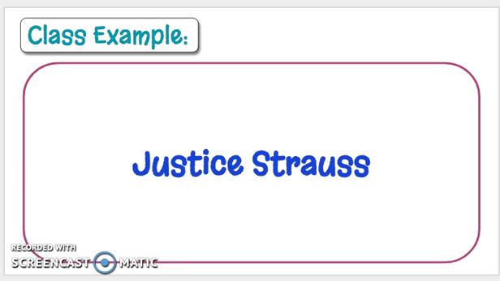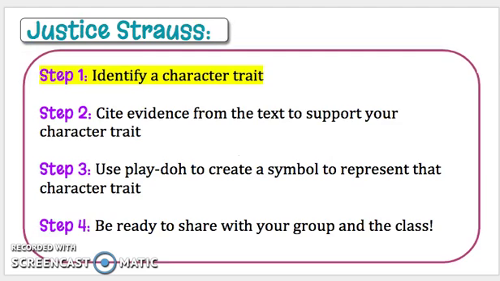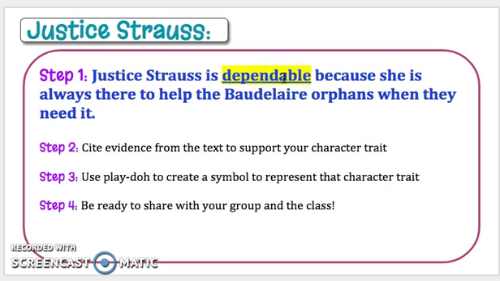So I really quickly want to go through an example with you of what this should look like. For Justice Strauss, step one, we need to identify a character trait. Now remember, you can use the character trait PDF that's on Google Classroom to help you identify different character traits, but I have chosen for Justice Strauss that she is dependable. All right, and I also explained why. So make sure that you do this on your paper. You explain why you chose this character trait. So Justice Strauss is dependable because she is always there to help the Baudelaire orphans when they need it. Okay, so I give you the character trait and I give you a little explanation why.